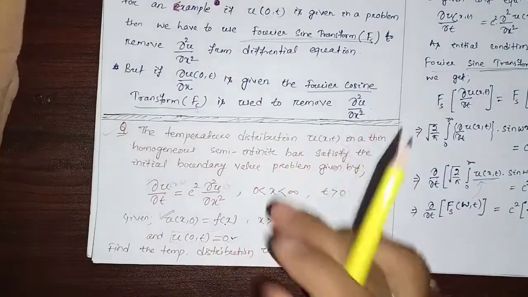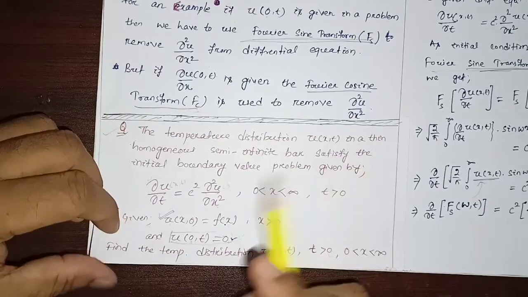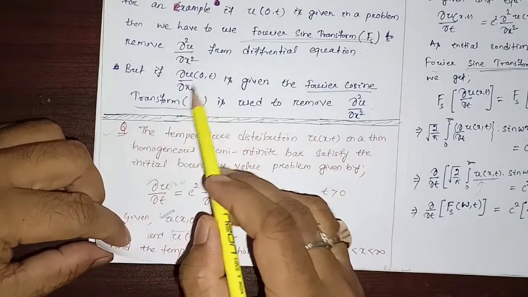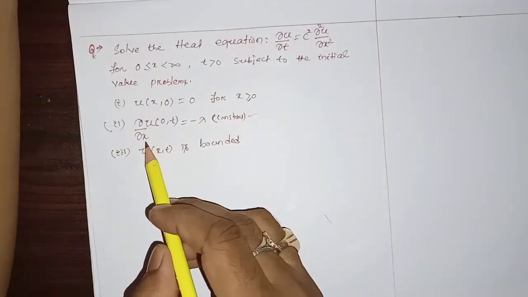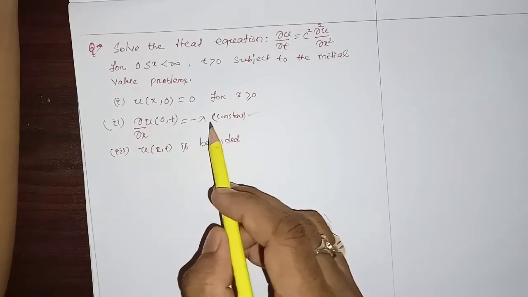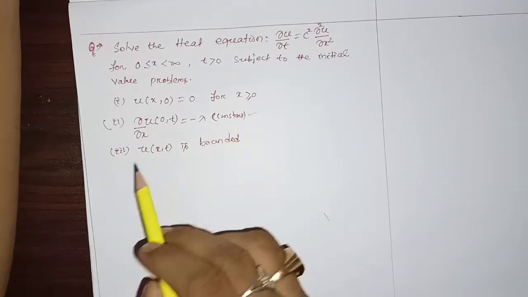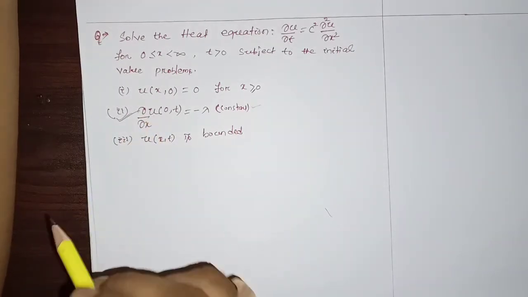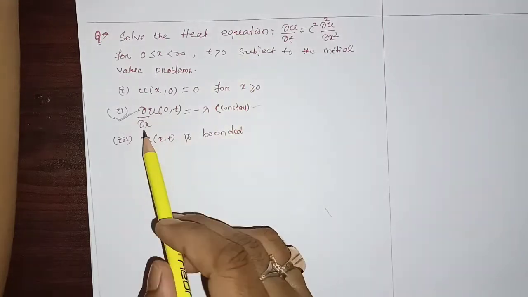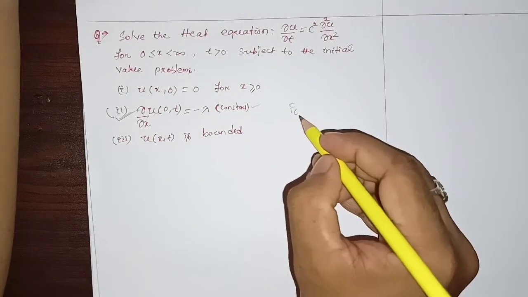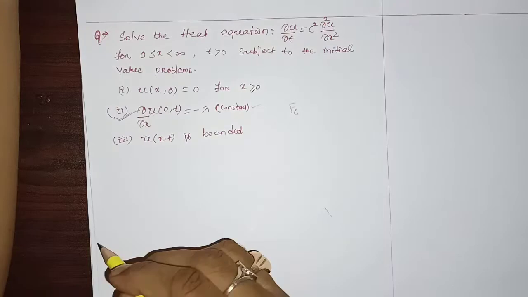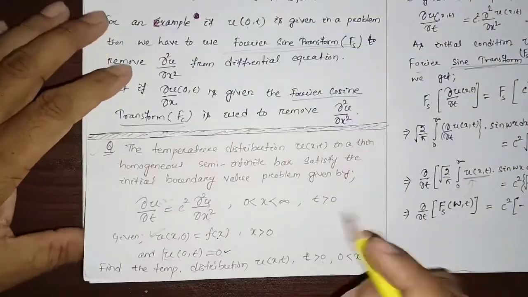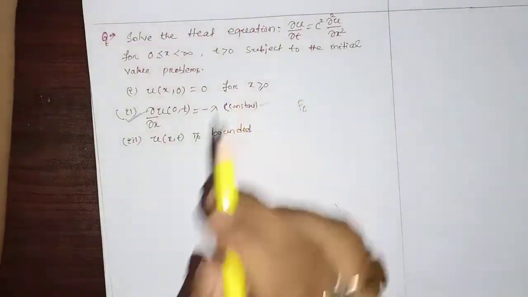Same question we have to consider, but here it is given ∂u/∂x(0,t). Today we are going to discuss the same question, but ∂u/∂x(0,t) equal to minus lambda, a constant, has been given. So if this initial value is given in the question, then we have to apply Fourier cosine transform instead of Fourier sine.